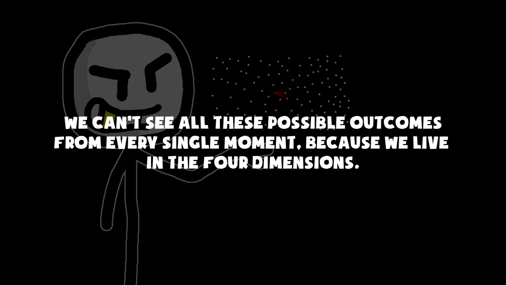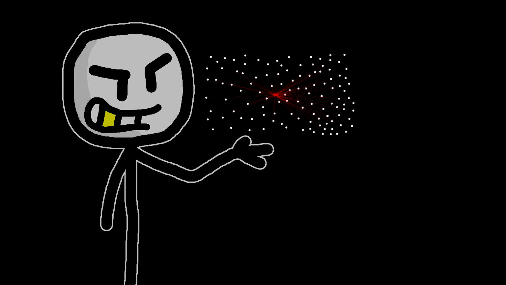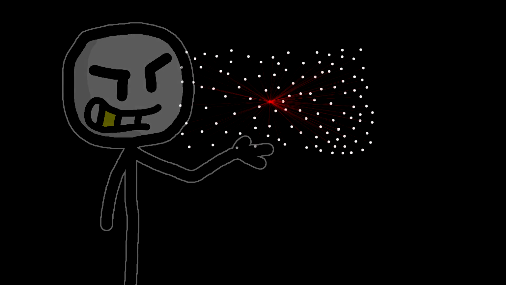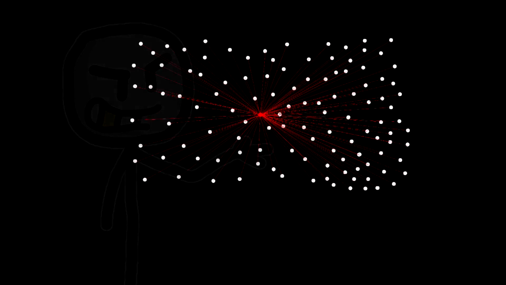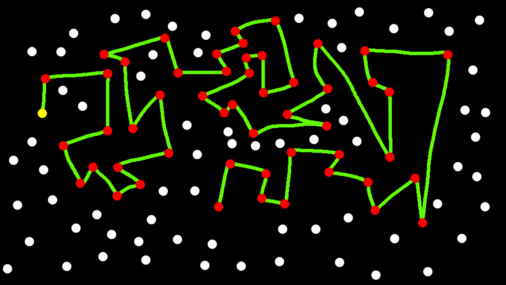We can see all these possible outcomes from every single moment because we live in the four dimensions, okay? We perceive everything as a three-dimensional movie being played back to us. We perceive our world as a flow of infinitely small frames or something along those lines. Get it? Lines? No? Well, so whatever's happening to us, we believe that is the result of the flow of time along a single timeline. But what if our timeline looks like this in the fifth dimension?